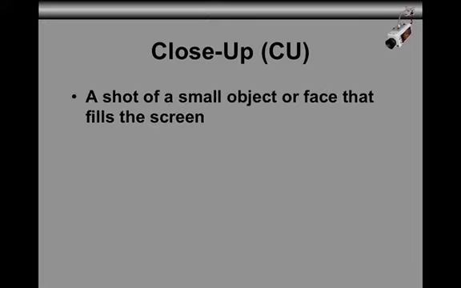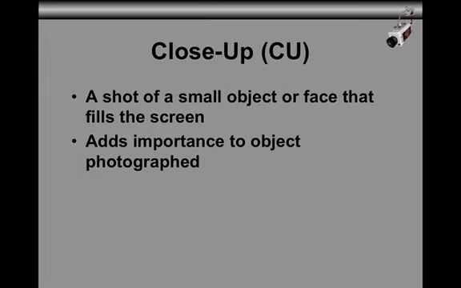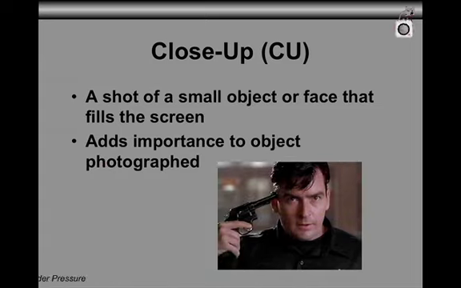The close-up, or CU, is a shot of a small object or face that fills the screen. It tends to add importance to the object that's being photographed. So as we can see from this shot of Charlie Sheen in Under Pressure, the top of his head has been cropped off and the left side of his hand has also been cropped, and the effect is that our attention is drawn to the expression on his face and the object that he's holding, namely the gun.